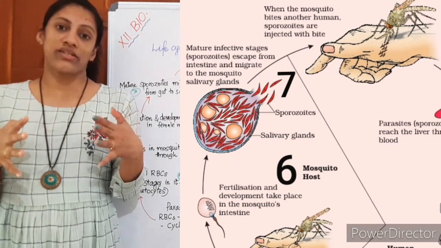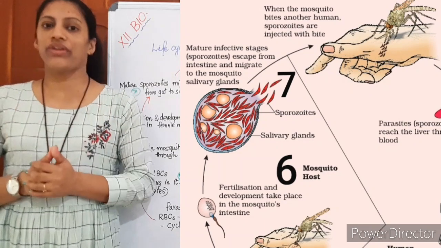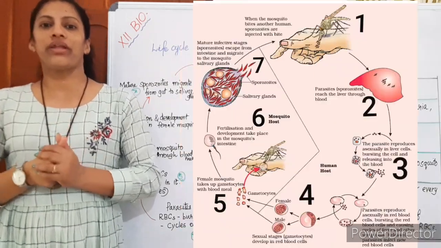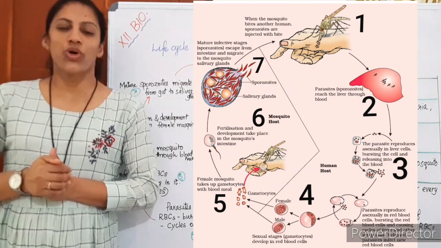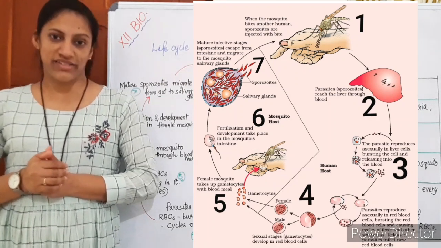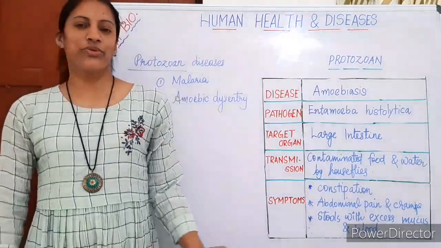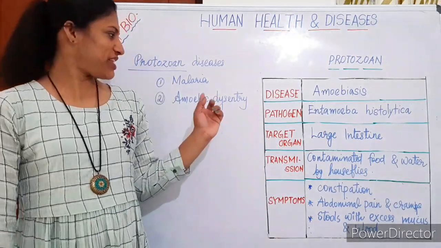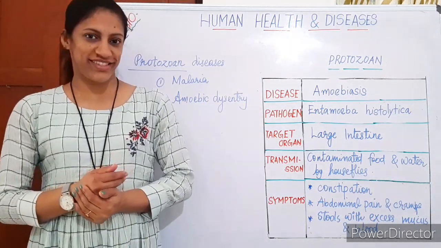When such an insect, with the sporozoites stored in the salivary gland, bites a human, they are delivered to the human body. This is the life cycle of the malarial parasite. Okay, easy. So the next protozoan disease, amoebic dysentery, also called amoebiasis.